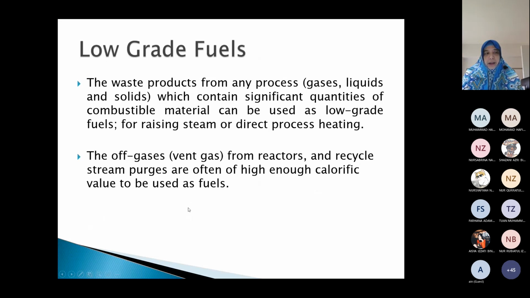All right. Now, look for the low-grade fuels, because once you have heated your reactor or your unit operation, sometimes you can have extra fuel left. That can be called a waste product from the process, and it might contain certain quantities of material that can be used as low grade fuels. So that can be used later, meaning that you don't throw away all the fuels, but use them even though the grade is lowered already because you have used them.